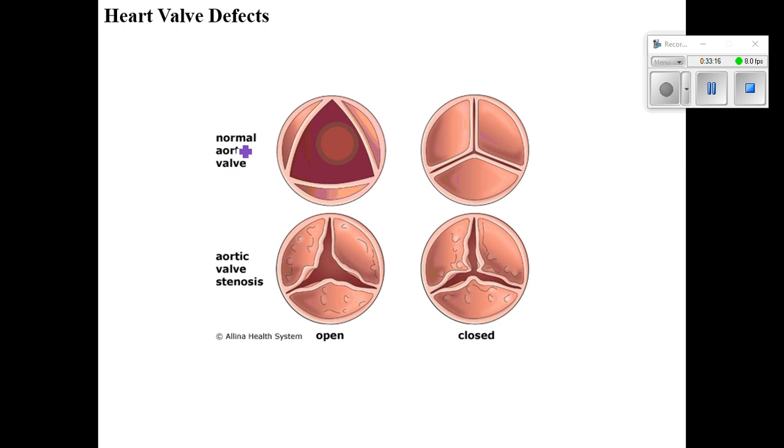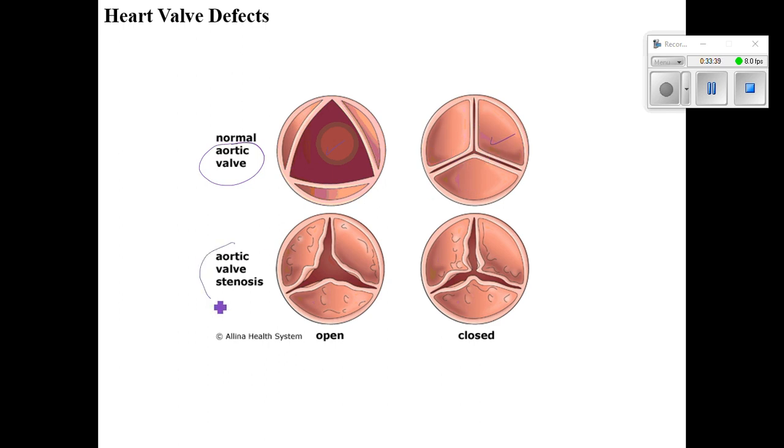So this is what they call the aortic valve. This is actually the valve that's going out of the left ventricle and into the aorta. We know it as the left semilunar valve. It is one and the same thing. So when it opens, it should look like this. When it closes, it should look like this. It should be completely open when it opens. It should be completely closed when it closes.